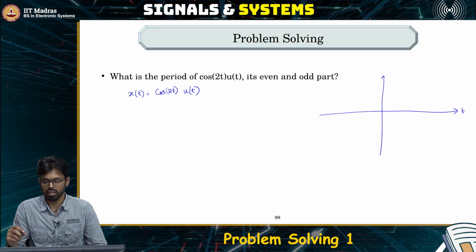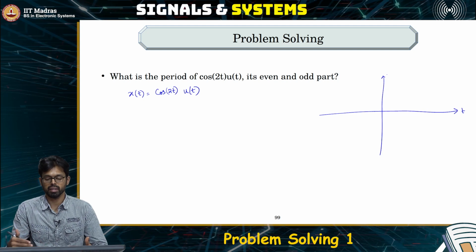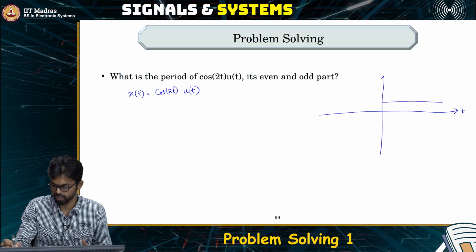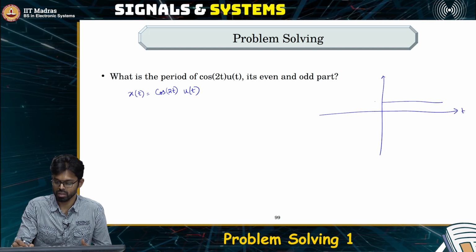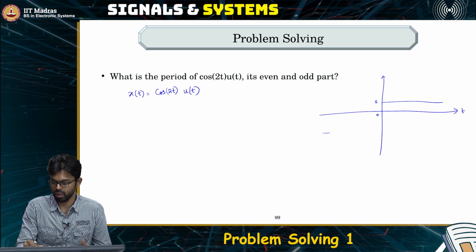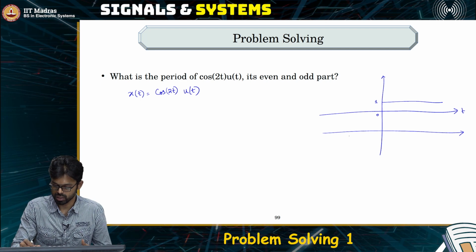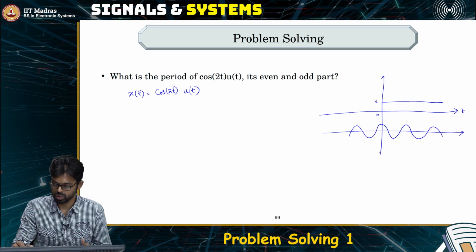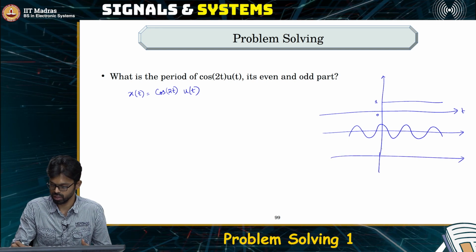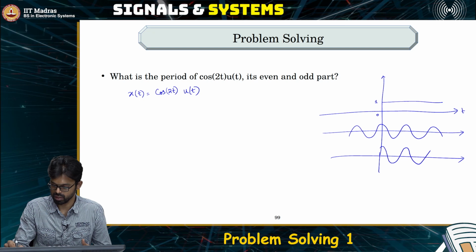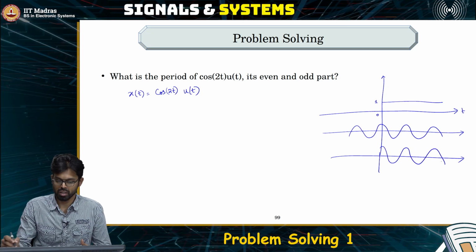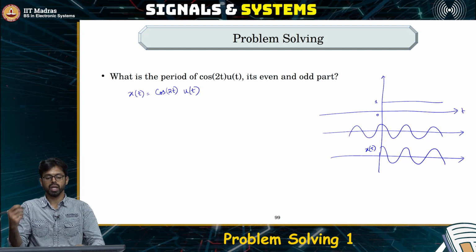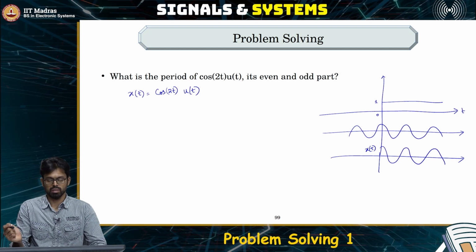So, the signal is a cosine signal multiplied with the step function. What is the step function? The step function is non-zero only for positive values of time. You are multiplying this with a cosine signal. So, what are you supposed to see? You are supposed to see something like this. So, this is the signal that is given to us. Now, what is the period of this signal is the question.